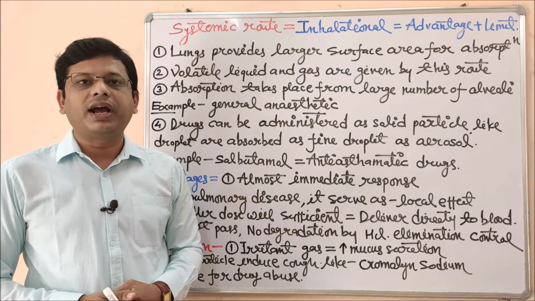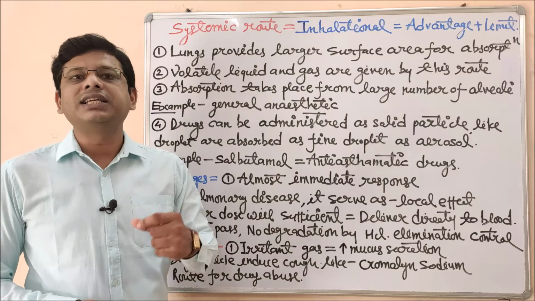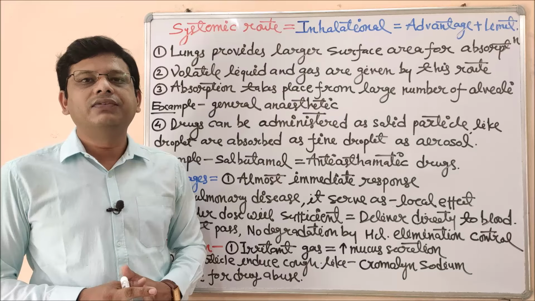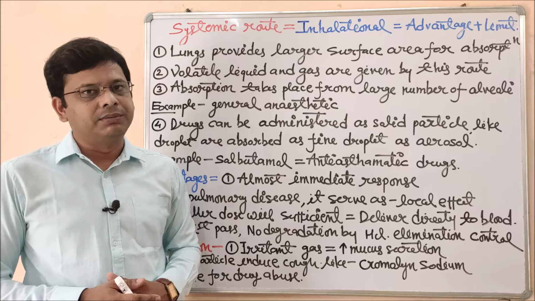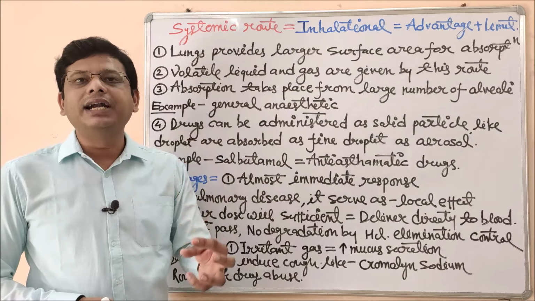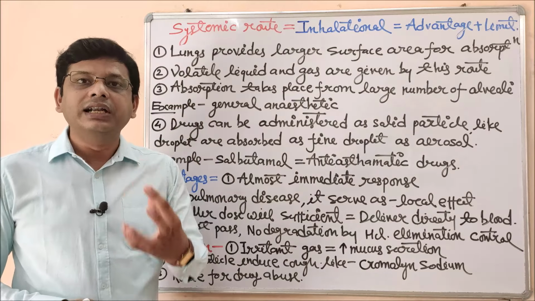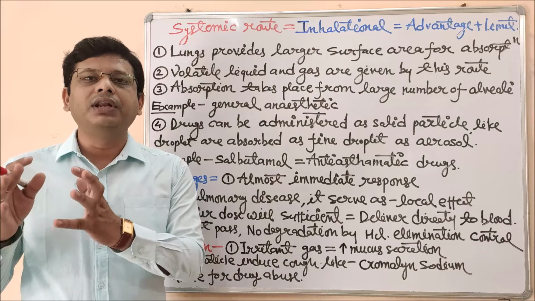Unlike the oral route, where the drug reaches the systemic circulation but there is a chance of degradation via first pass metabolism, along with different kinds of acid secretion and food material already present in our stomach, in the inhalation route the drug in the form of liquid or gases reaches directly to the lungs. In the lungs there are so many alveoli, and in the alveoli there are so many blood vessels.